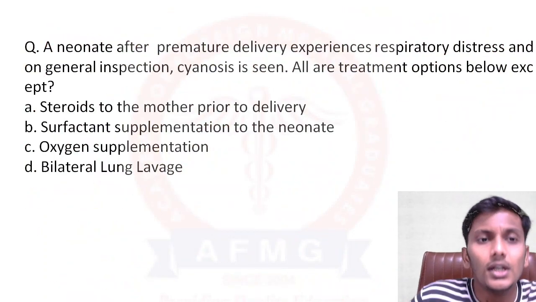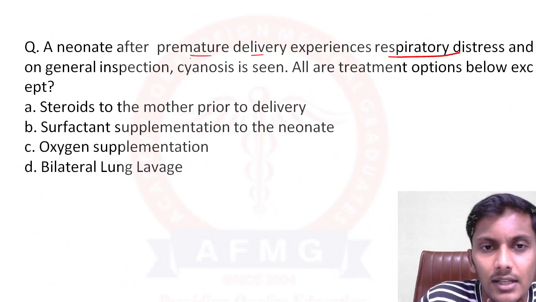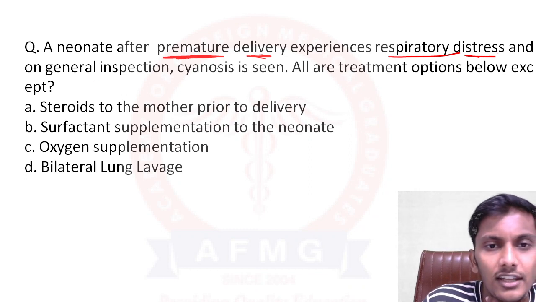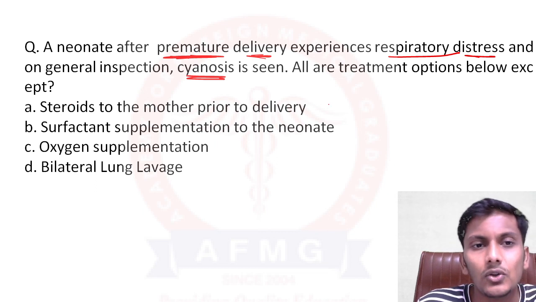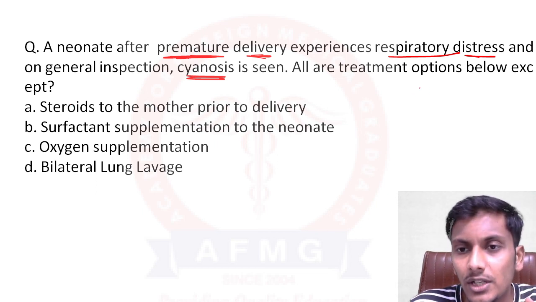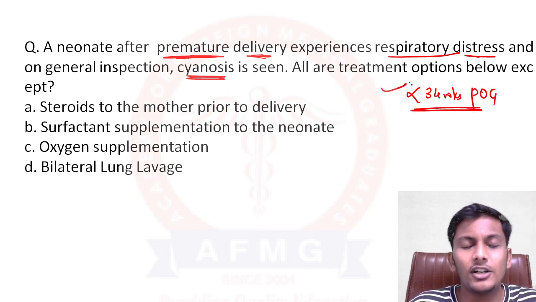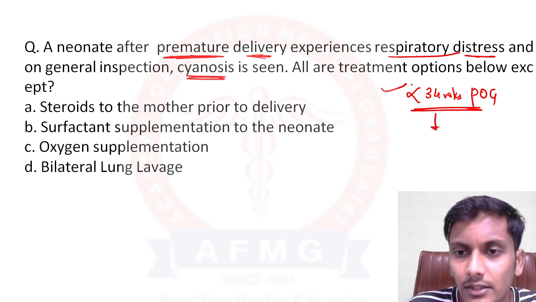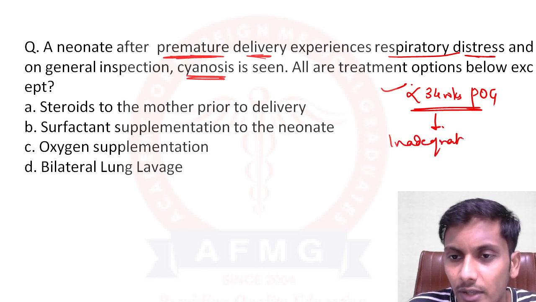Moving further, guys, now a neonate after a premature delivery experiences respiratory distress. There is a premature delivery, the neonate experiences respiratory distress, and on general inspection, cyanosis is seen. All are treatment options below except. So a neonate who is delivered prematurely means less than 34 weeks period of gestation. Okay, so please remember, if a neonate is delivered before 34 weeks period of gestation, then it is considered a premature delivery. And usually, as we know, in cases of premature delivery, there is inadequate surfactant production.